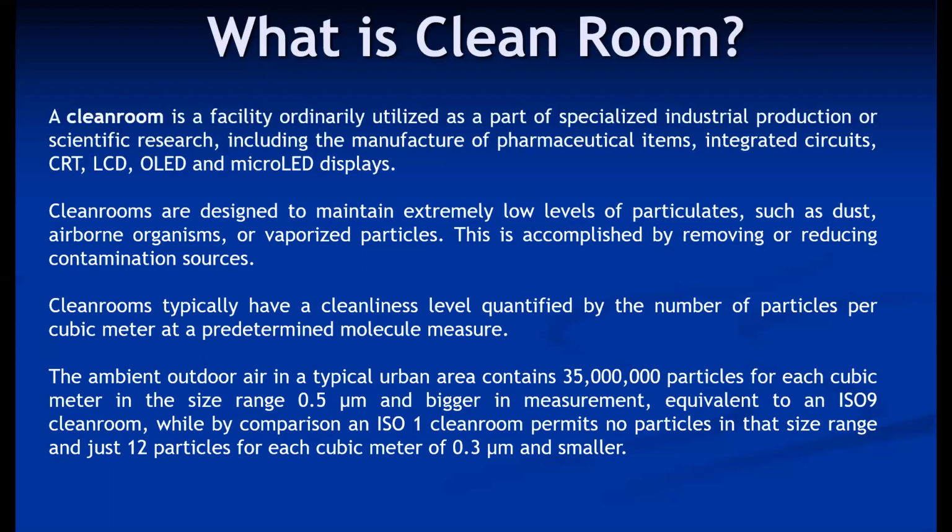So for example, the ambient outdoor air in a typical urban area contains around 3.5 crore particles for each cubic meter in the size range of 0.5 micron and bigger in measurement, equivalent to an ISO 9 clean room. So as per the ISO 9 standard, 3.5 crore particles per cubic meter of size 0.5 microns are allowable, while by comparison an ISO 1 clean room permits no particle of that size range, and just 12 particles for each cubic meter of 0.3 microns and smaller. So you can see the difference between ISO 9 and ISO 1.